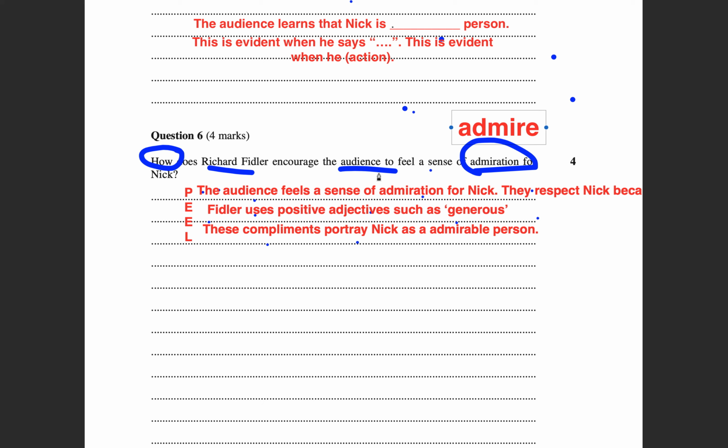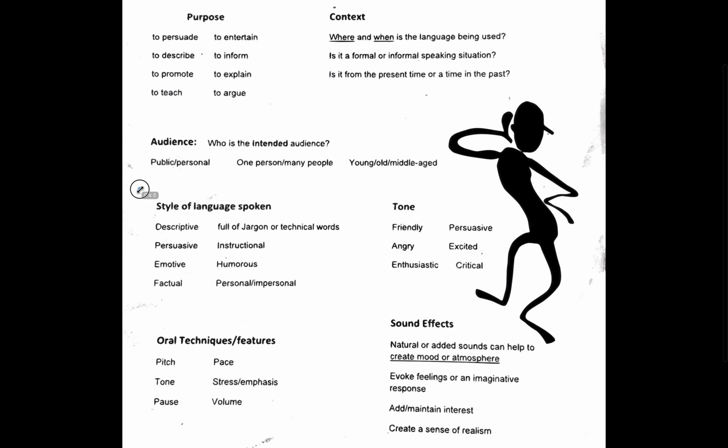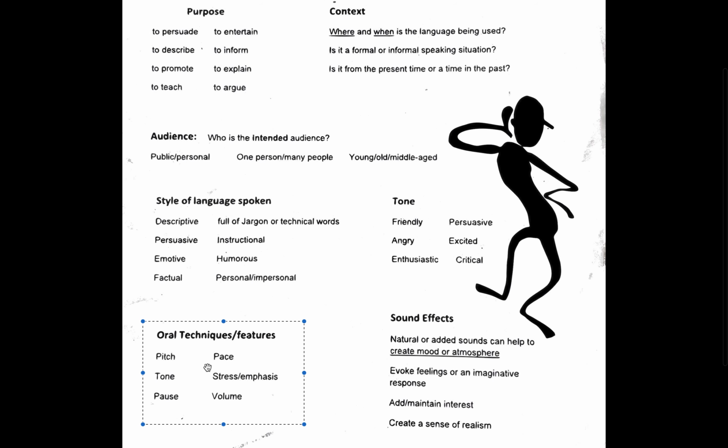And it's through, obviously, the way he speaks about Nick and to Nick, isn't it? So if you look here, pay attention to Richard Feidler's language. Is he descriptive? Does he use emotive words? Does he use humor? What's his tone like? Because tone can reflect your attitude. Does he use oral techniques? Like, does he stress or put emphasis on words?